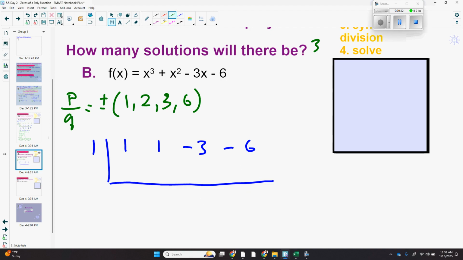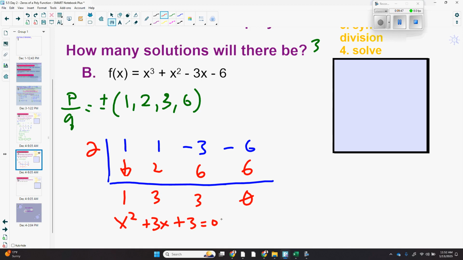So let's try 2 now. I'm going to change this to be a 2. That's another possibility. And we have 1. 1 times 2 is 2. This is 3, 6, +3, and +6. Which, yes, this one does work. It gives me 0. However, I'm seeing that if this is my x squared, my x, and my constant term, unfortunately, x squared plus 3x plus 3 does not factor.